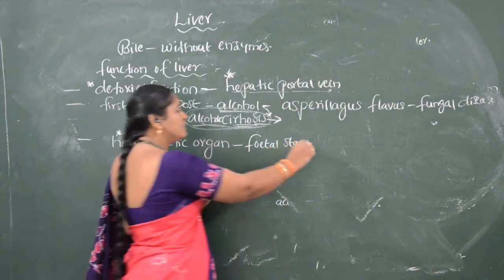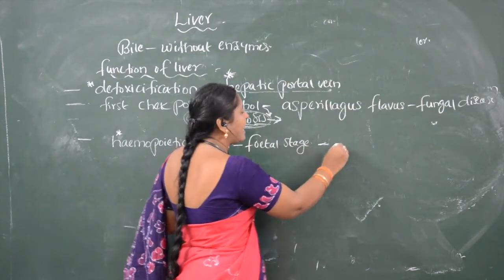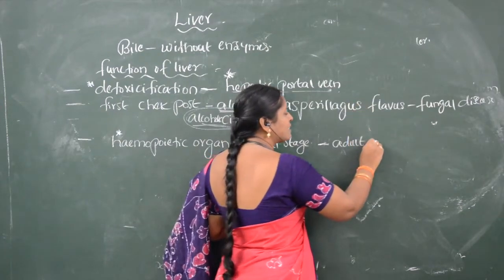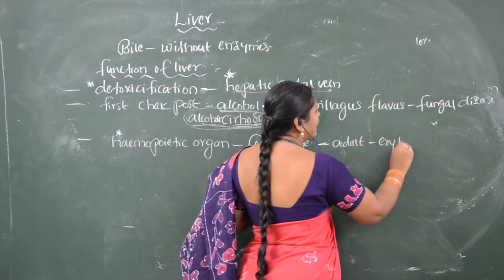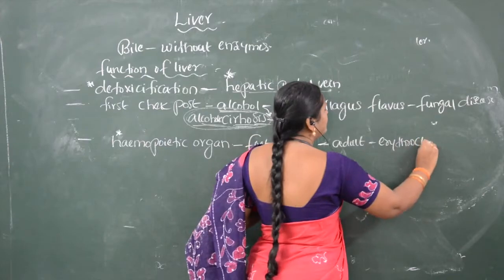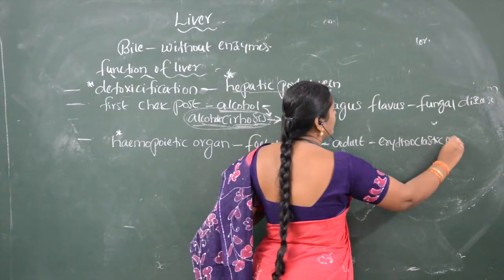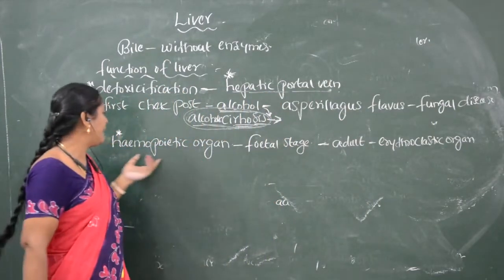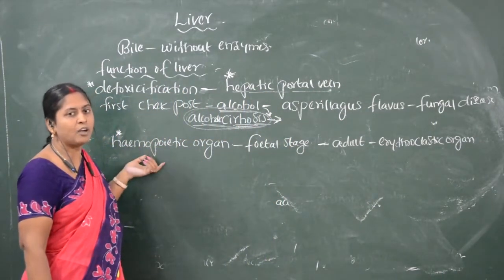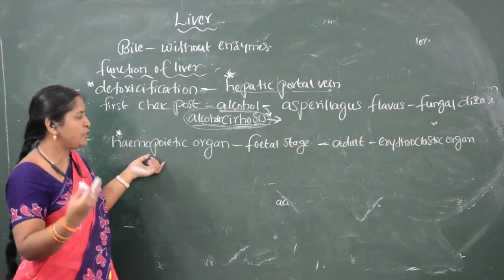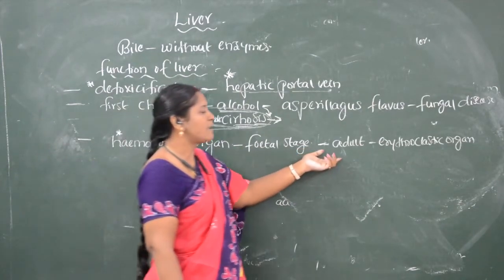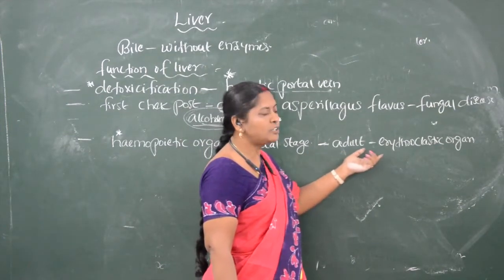In the same way, during the adult stage, the liver acts as an erythroclastic organ. So during the embryonic stage, the liver plays the role of a hemopoietic organ, which means red blood cells are produced from the liver. Whereas in the adult stage, the liver acts as an erythroclastic organ.